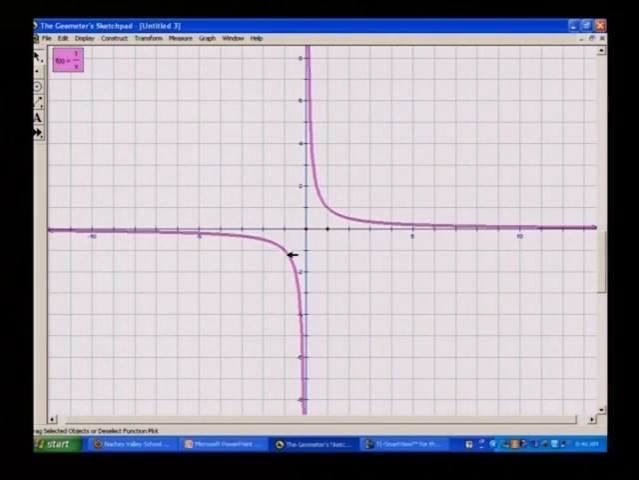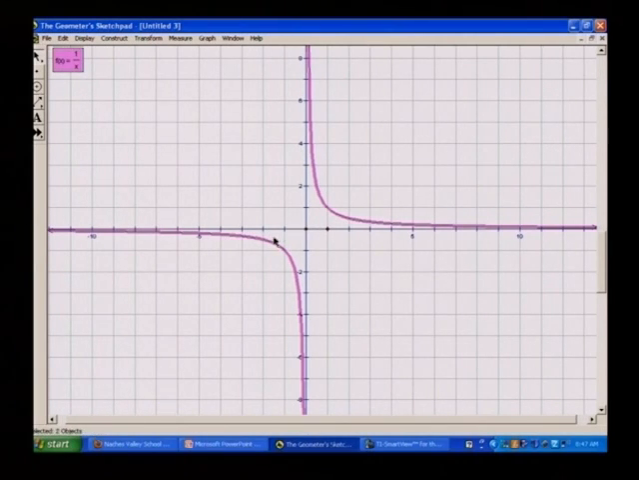Here's our function. Notice that it really looks like two parabolas, or two disconnected parts of a parabolic function. Let's take a look at some of the features. First off, when we look at our original function, 1 over x, if we plug in 0, what's our output? That's 1 over 0. That's undefined. In other words, when you plug in 0, there's no output. There's no member of the range that maps to it. So 0 is not part of our domain.